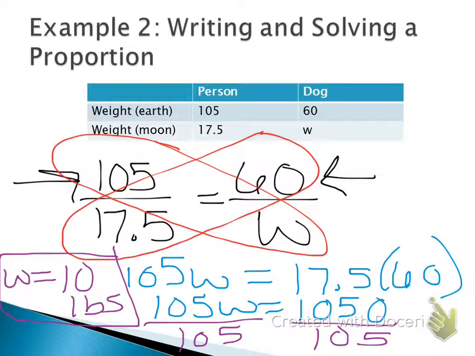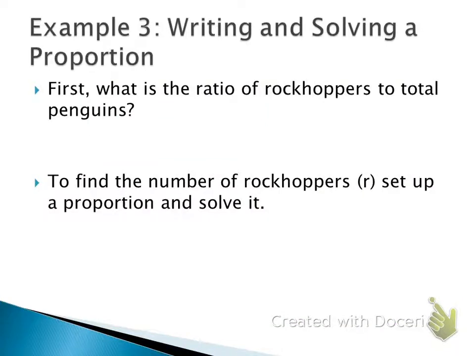All right, in example 3, again, we're writing and solving a proportion. But this time, I have an added step. Let's read the example together on page 395. Sean, I said 3 times, open your book, page 395. Okay? All right, example 3. It says, at an aquarium, the ratio of rockhopper penguins to African penguins is 3 to 7. So rockhoppers to African is 3 to 7. Okay, if there are 50 penguins, how many are rockhoppers?